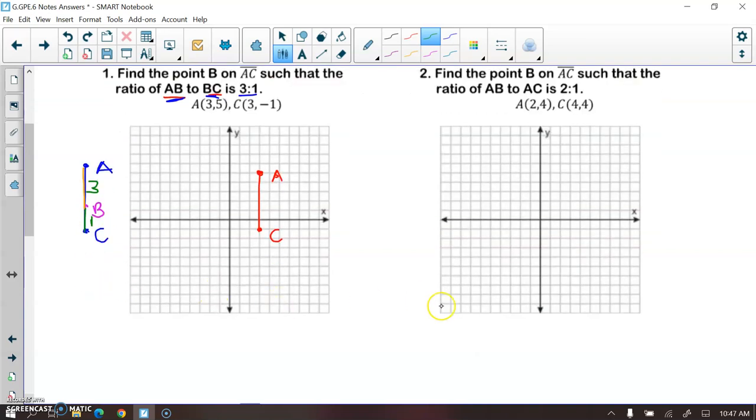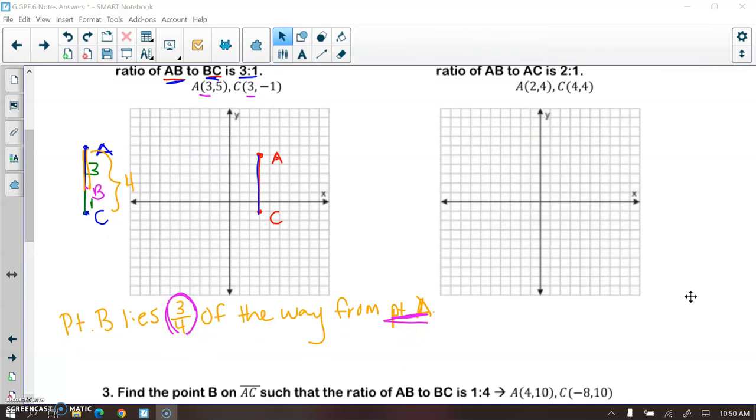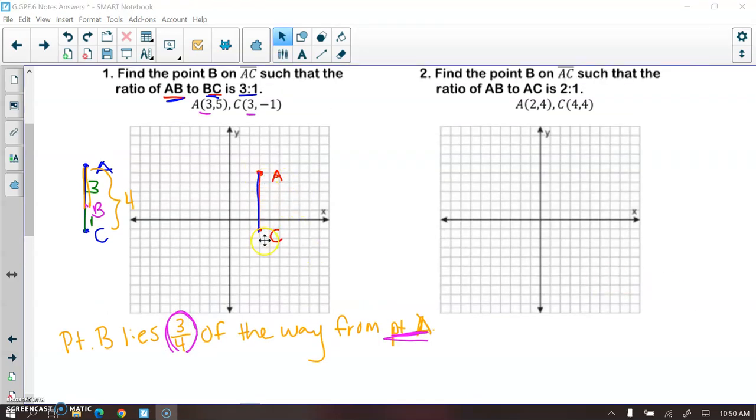So what that means is that point B lies 3/4 of the way from point A. Okay, so that's important that you recognize that point B lies 3/4 of the way. And so now point B is going to be somewhere along this line segment.